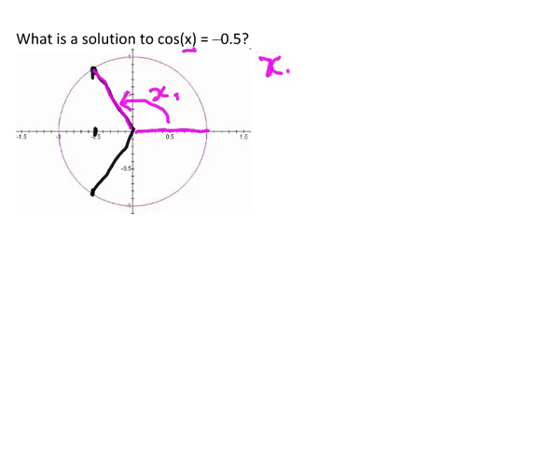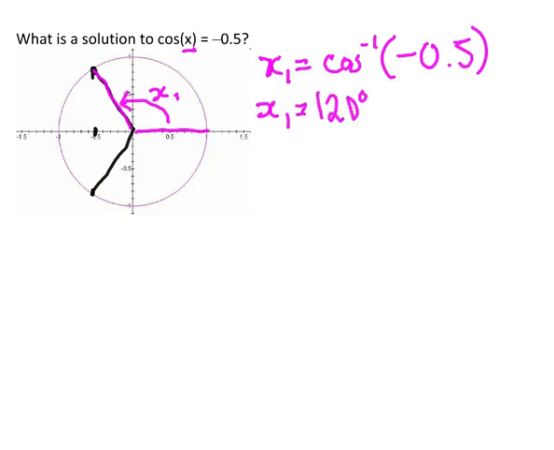So x1 is going to be the inverse cos of negative 0.5. So you'll toss that into your calculator. This is also a special angle, so you could also use your special angles for this. But we'll just use our calculators for now, just to see how that works. And we get x1 is equal to 120 degrees.